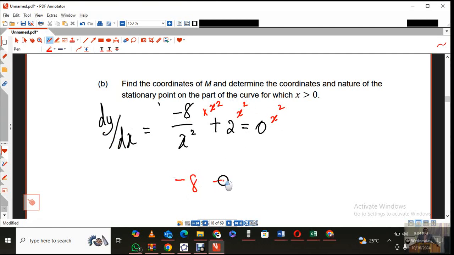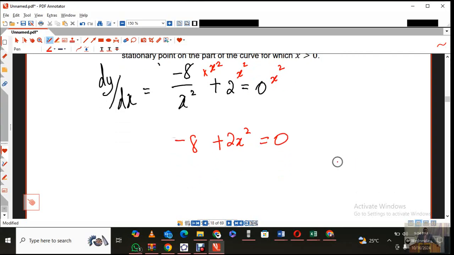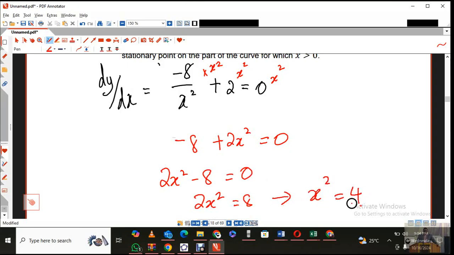minus 8 alone here. Then you have plus 2x squared equals 0. Looks a little bit better because we have cleared the fraction. So eventually this can be written as 2x squared minus 8 is equal to 0. Then 2x squared is equal to 8. Then x squared is equal to 4.